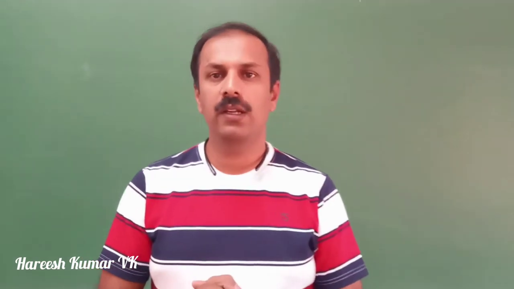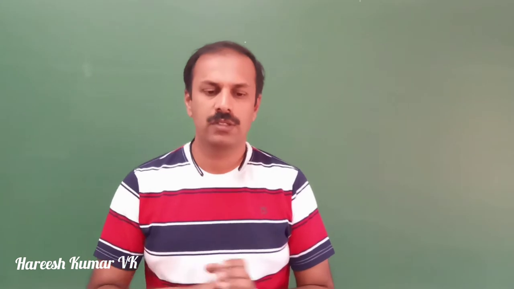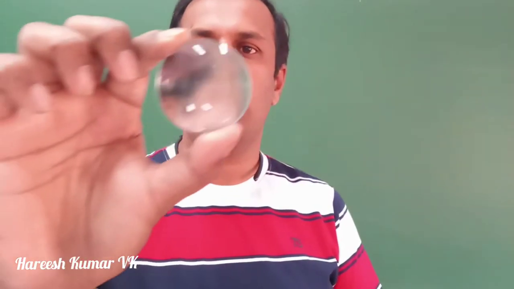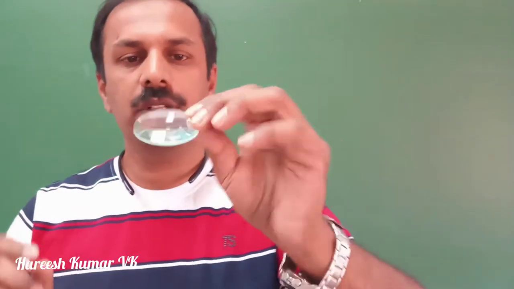First we will see the difference between a concave lens and a convex lens. First I will show you a convex lens. So this lens is a convex lens. See here, when I am taking it to the camera, you are seeing me inside that one. Okay. So this is a convex lens.